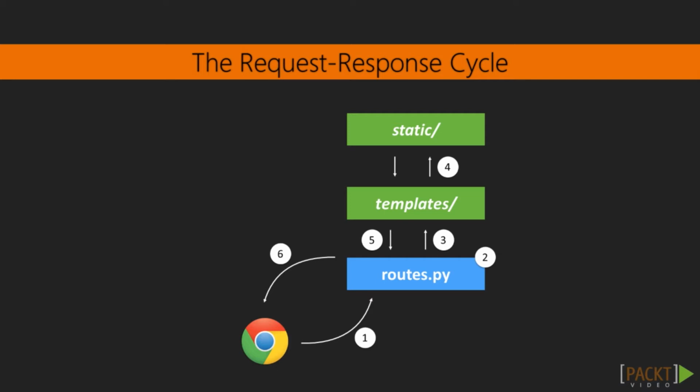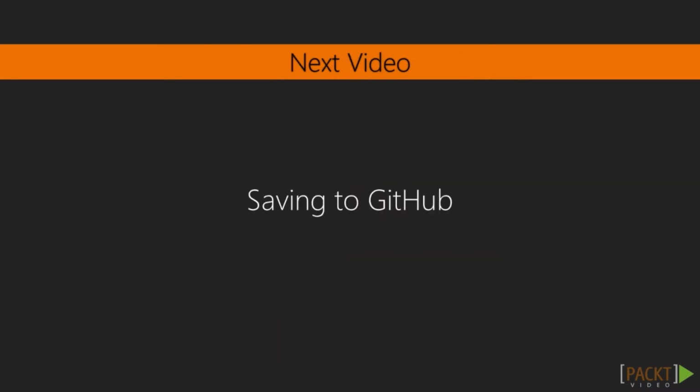The function index fetched the web template index.html from the templates folder. The web template used a CSS file, so the CSS file was fetched from the static folder. Routes.py then sent all the rendered HTML back to the browser for us to see. In the next video, we'll save this work to GitHub.